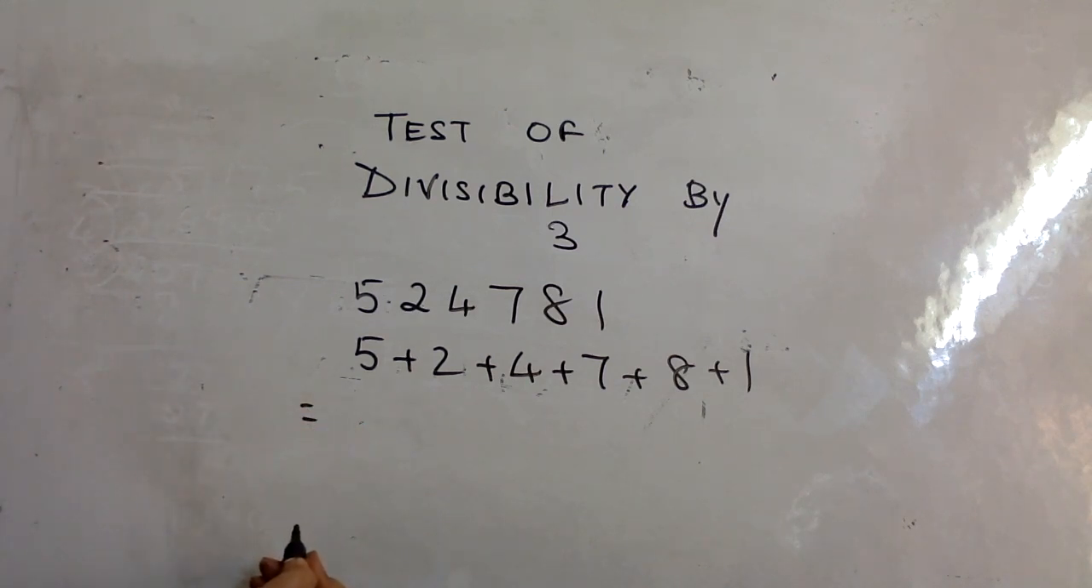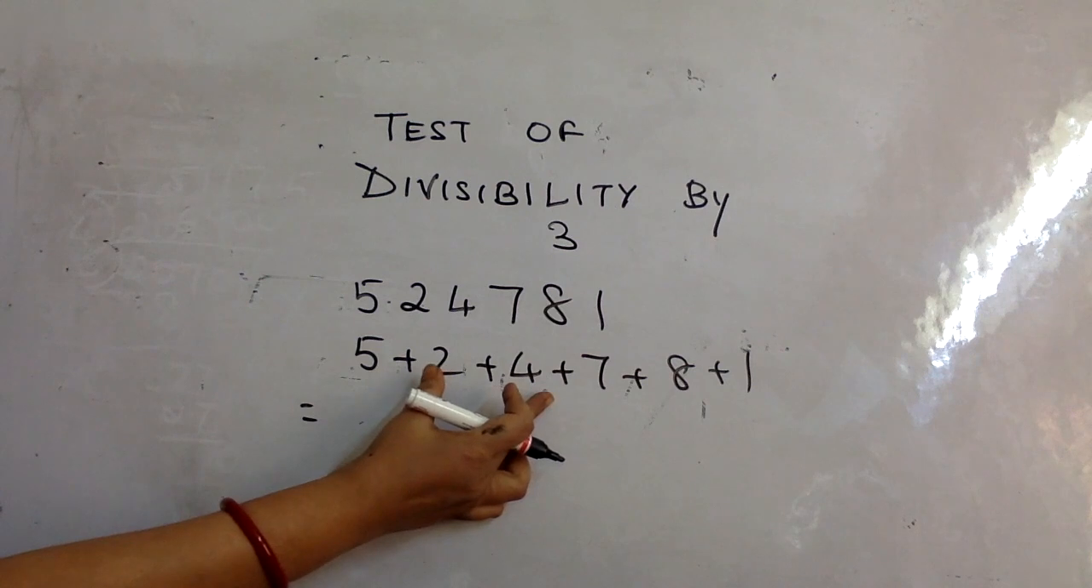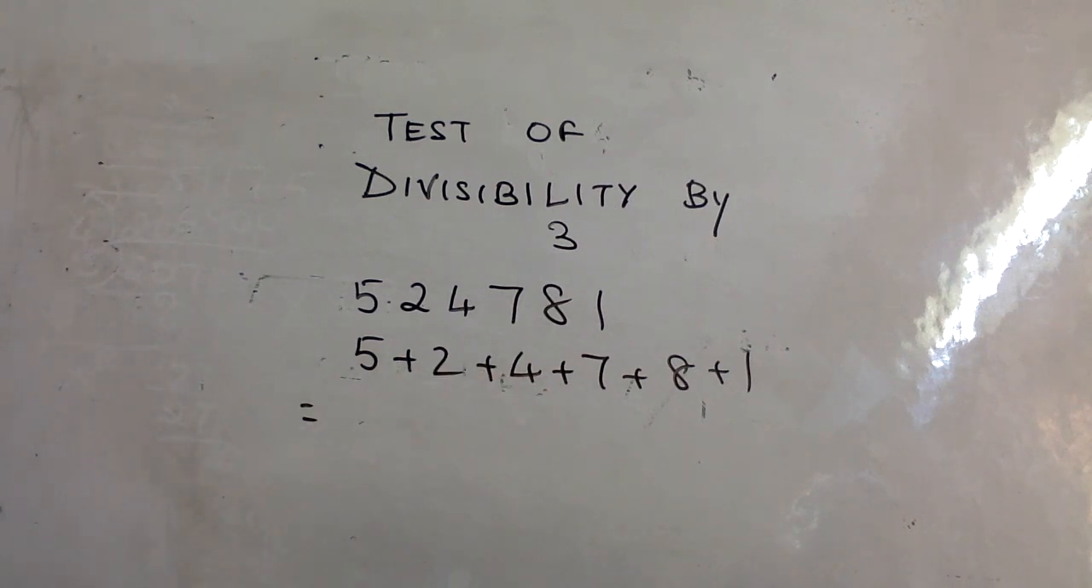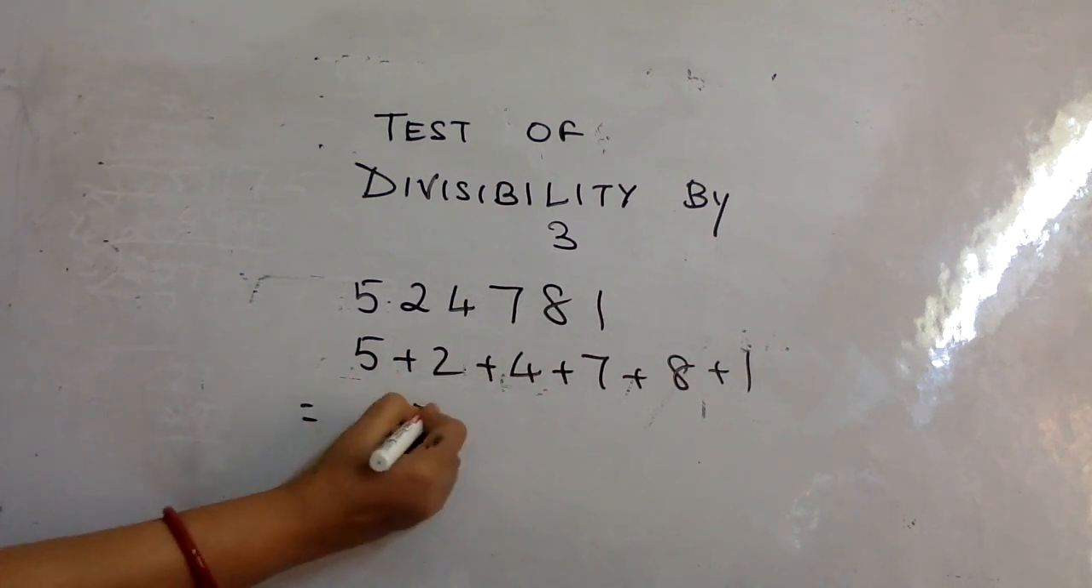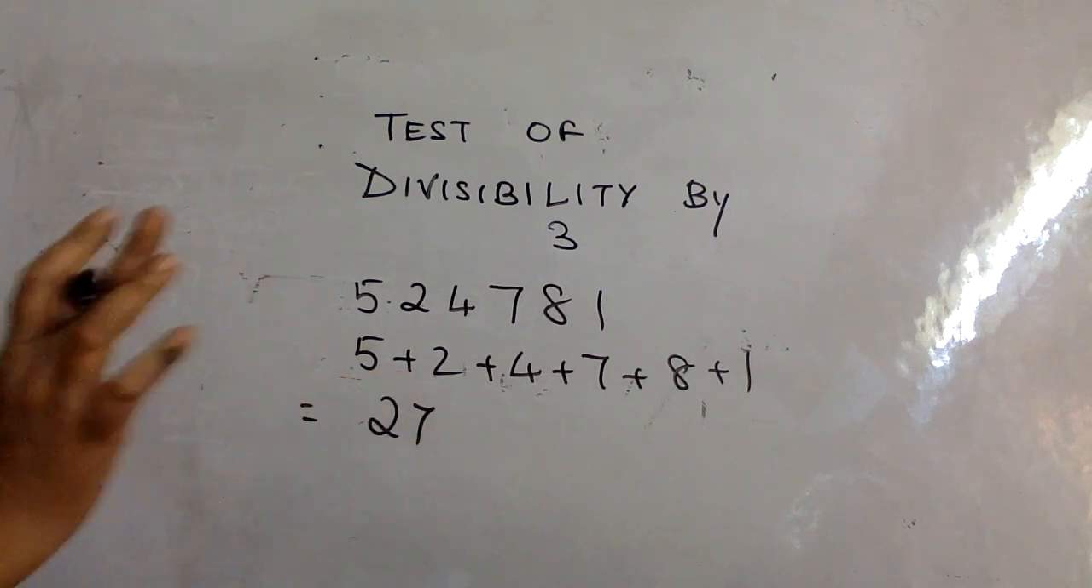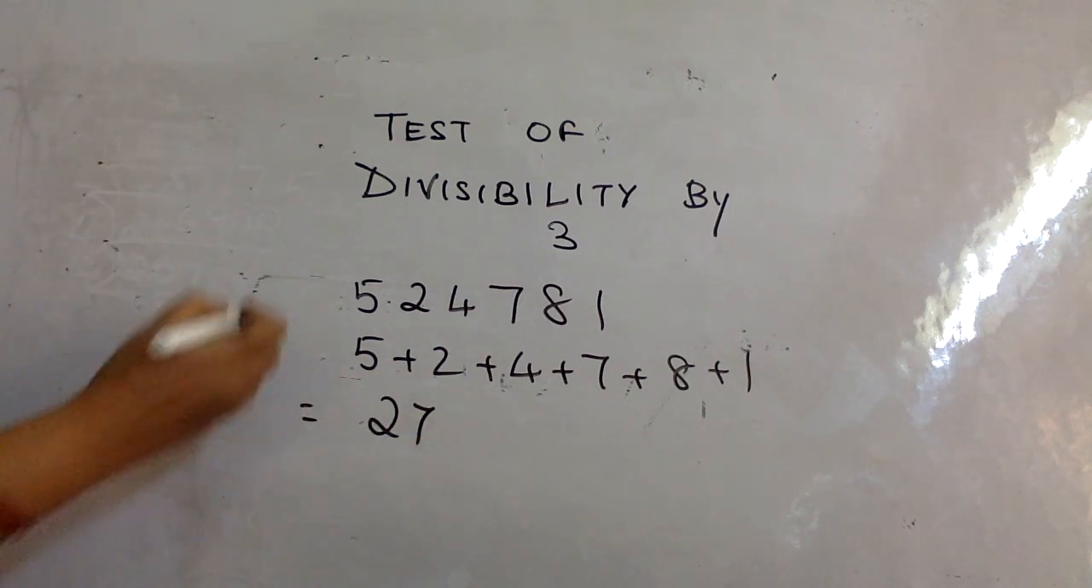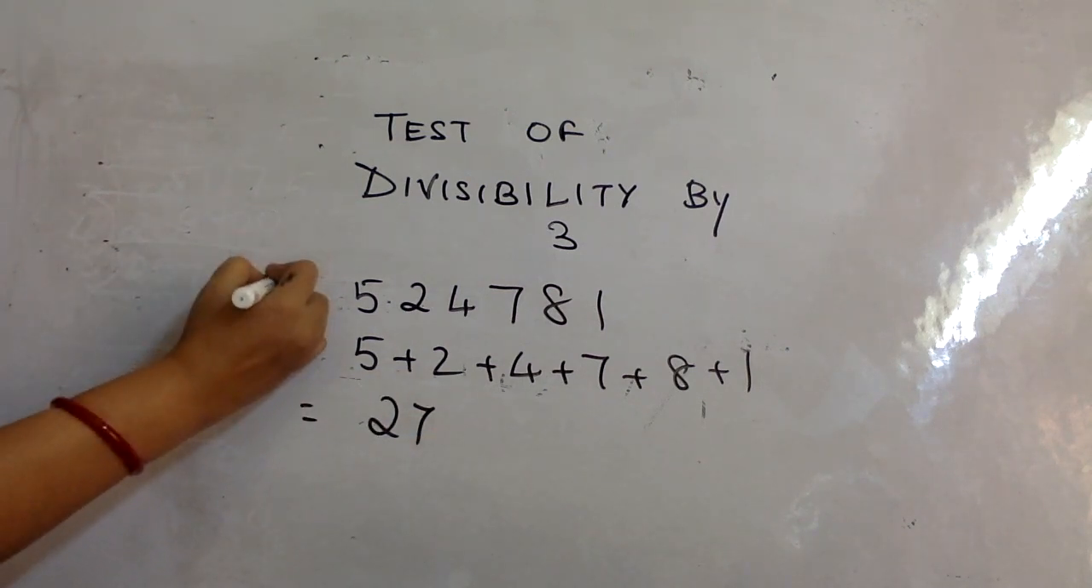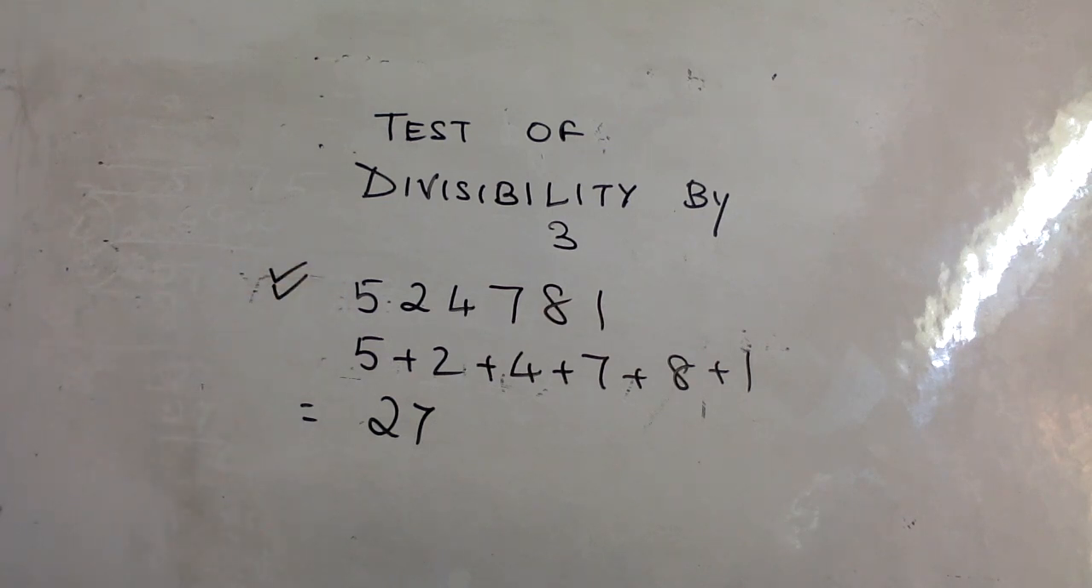This is 18, I can see 18 and 9, 27. 27 is divisible by 3, so the number is divisible by 3. Okay, so 27 is divisible by 3, so this big number is also divisible by 3.